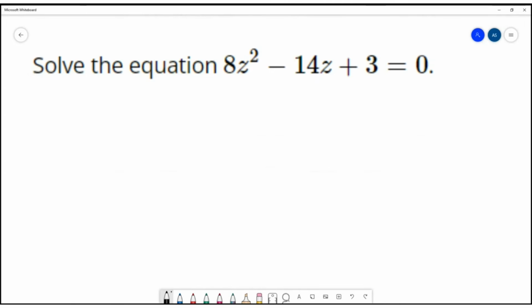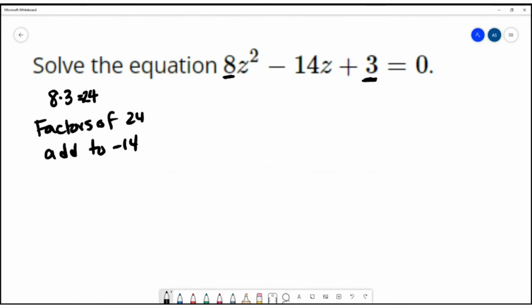So what you do is you multiply the coefficient from the first term with the constant. So it's 8 times 3. That gives you 24. And you're looking for factors of 24 that add to negative 14. So let's look at factors of 24. That's 1 times 24, 2 times 12, 3 times 8, 4 times 6.